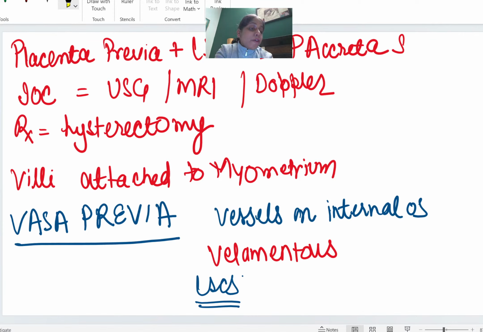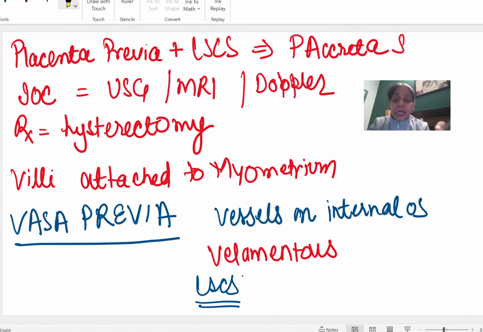Now, if the patient has placenta previa and there is a history of previous cesarean or any previous uterine scar, then you must rule out placenta accreta. What is placenta accreta? Placenta accreta means there is absence of the Nitabuch layer, and the villi are attaching to the myometrium. So if there is placenta previa and previous history of cesarean, you should rule out placenta accreta.